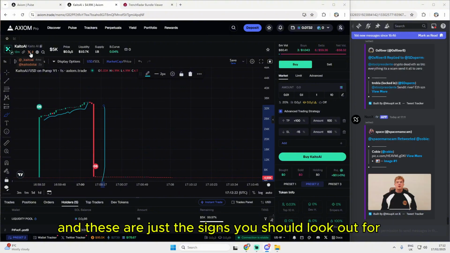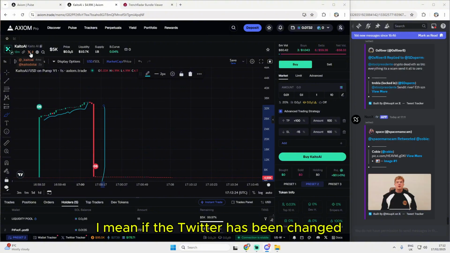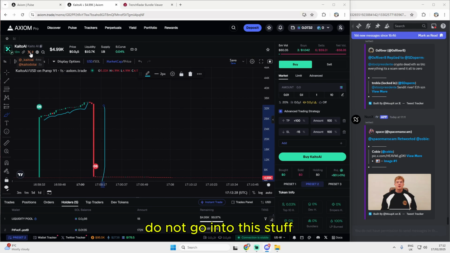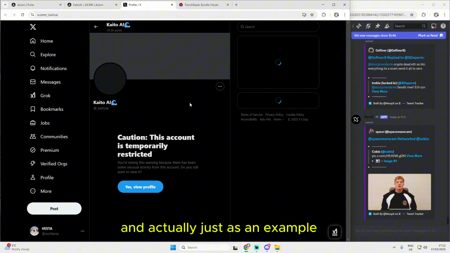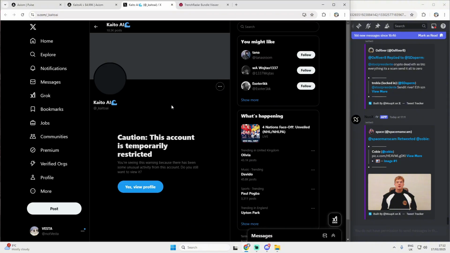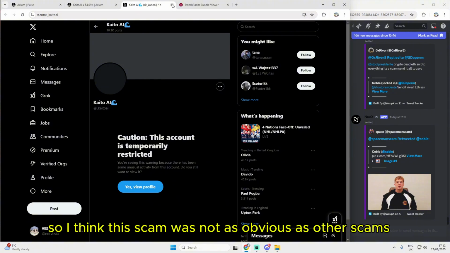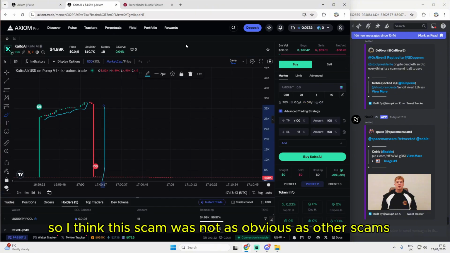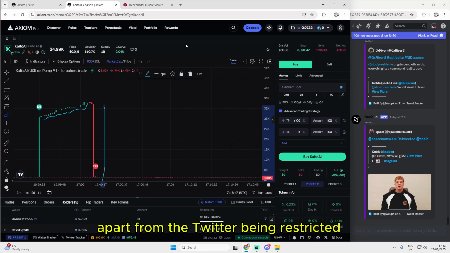And these are just the signs you should look out for. I mean, if the Twitter has been changed, don't go into it. 9 times out of 10, do not go into this stuff. Always check the website, and do check the Twitter as well. And actually, just as an example, I will actually check this Twitter. And as you guys can see, this account has been restricted. I wonder why.